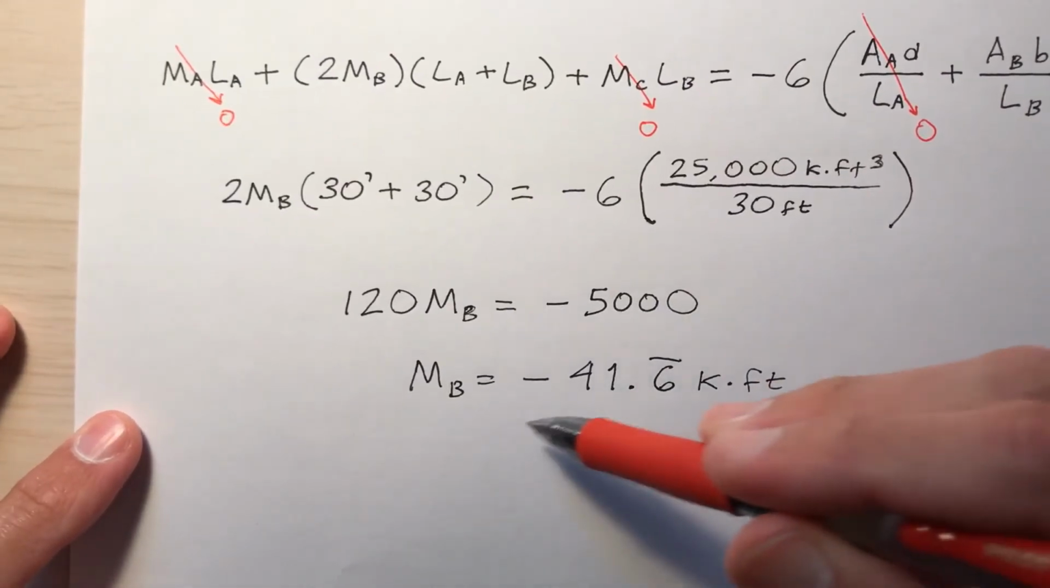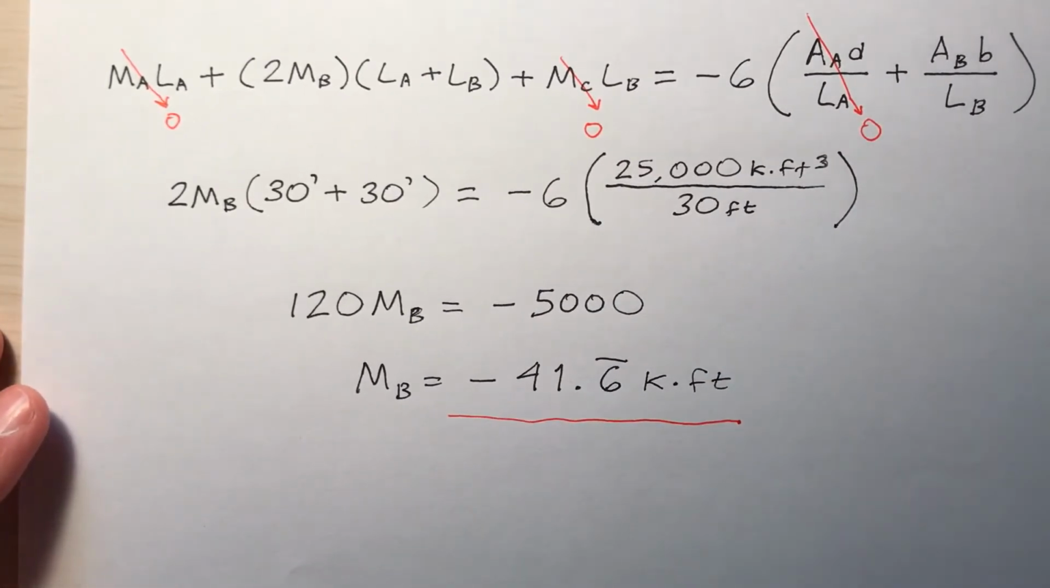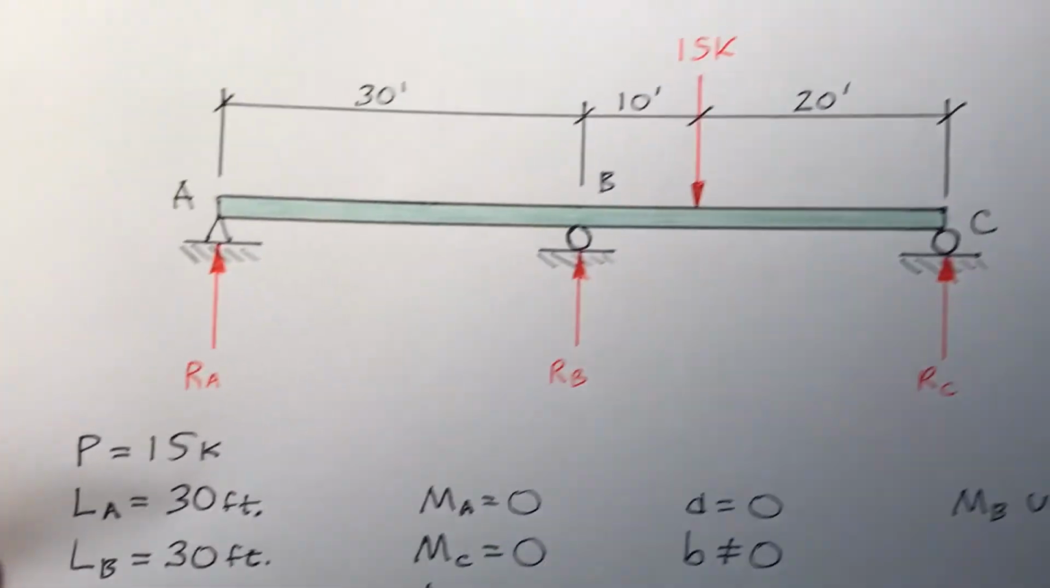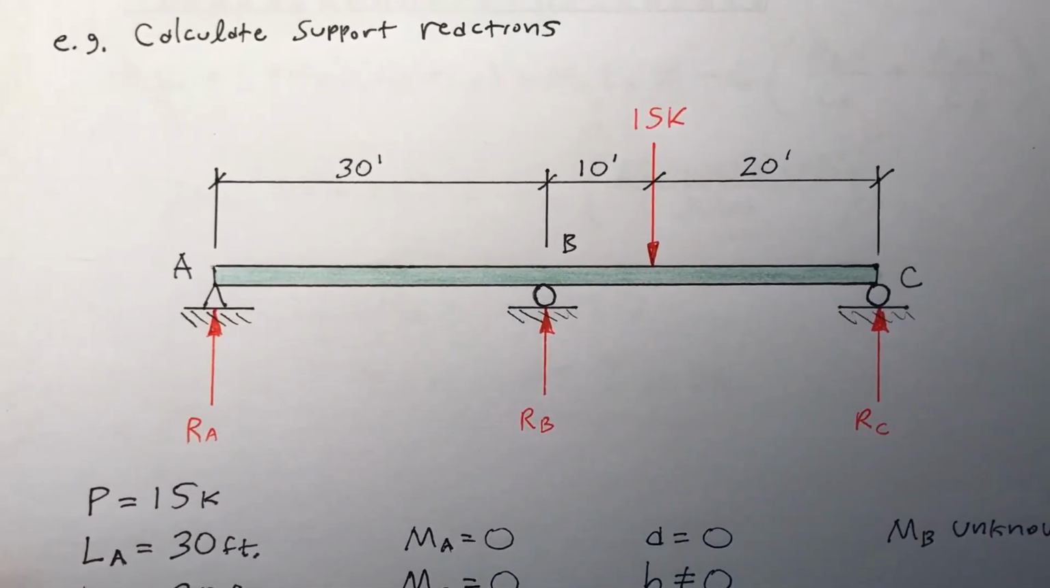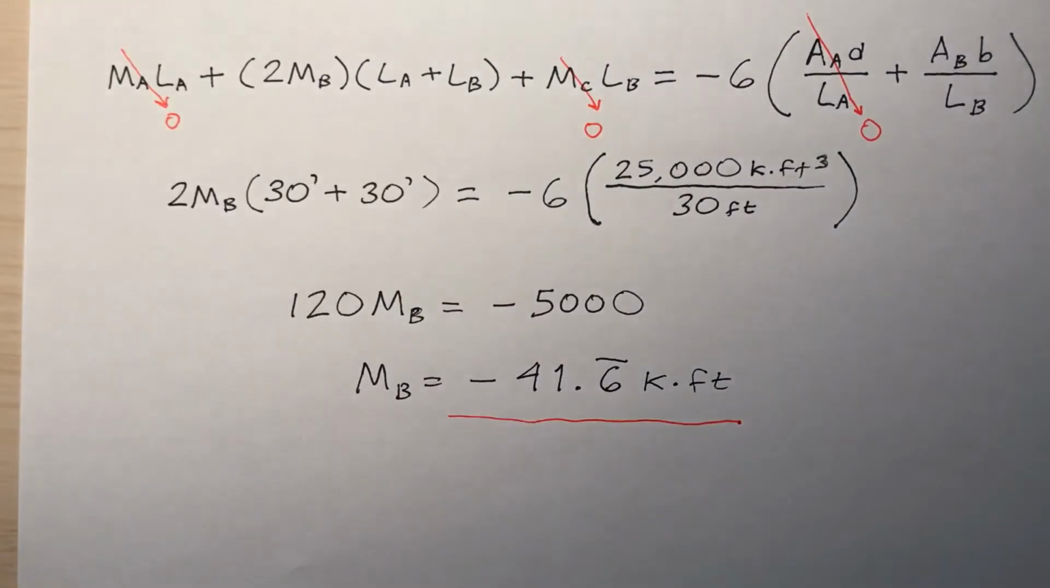Okay, so this is a relevant answer. The moment at B, where am I? Remember this, the original structure? I've got an internal bending moment of 41 2/3 kip foot.